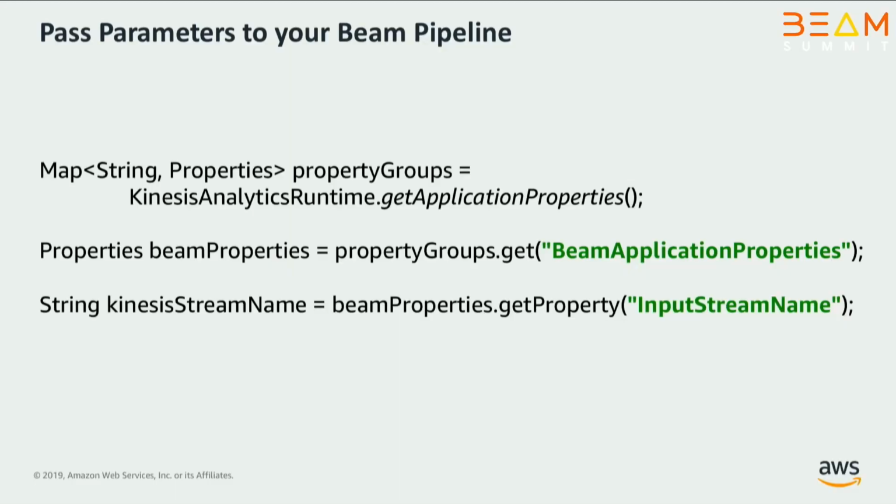This just shows how you can obtain the parameters that I have specified for the Kinesis Data Analytics program during runtime. So you basically just call a function to get the application properties, select the right property group, and then can iterate through the key value pairs. So this is how you can communicate parameters to your Flink program.